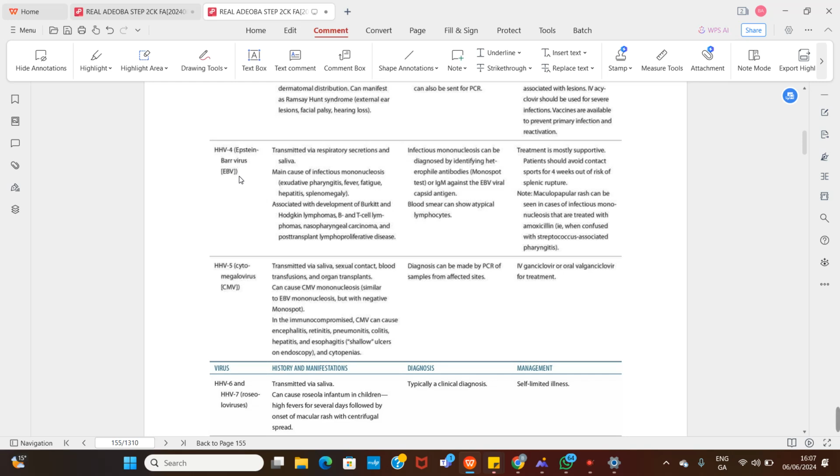It typically affects the B cells through the CD21. We know this from our Step 1, causing abnormal proliferation of the B cells. So that's the major cause of some of these malignant problems.